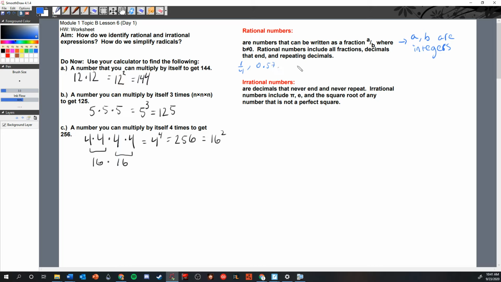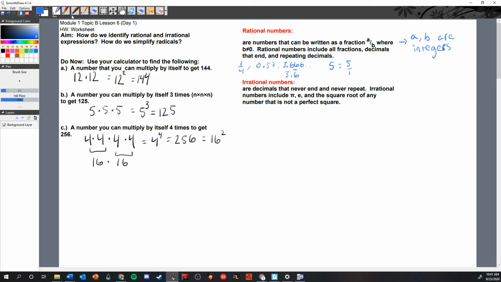0.57. Repeating decimals, 3.666, etc., or 3.6 repeating. Those are all rational. Remember, we can write whole numbers like the number 5. That's rational as well because we can write it as 5 over 1.